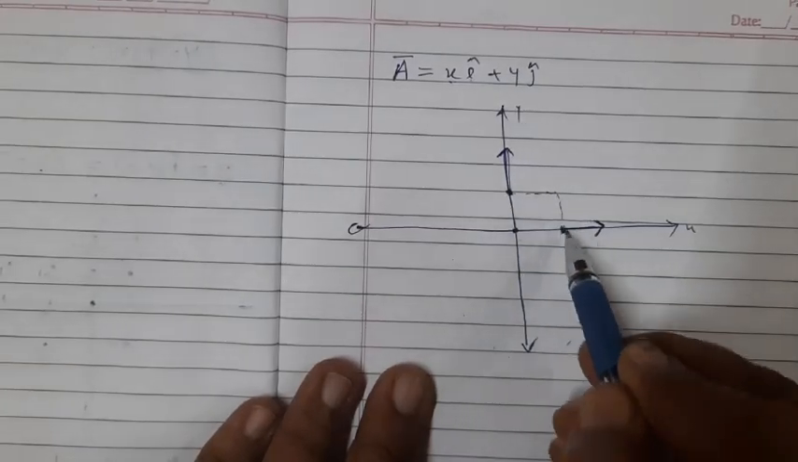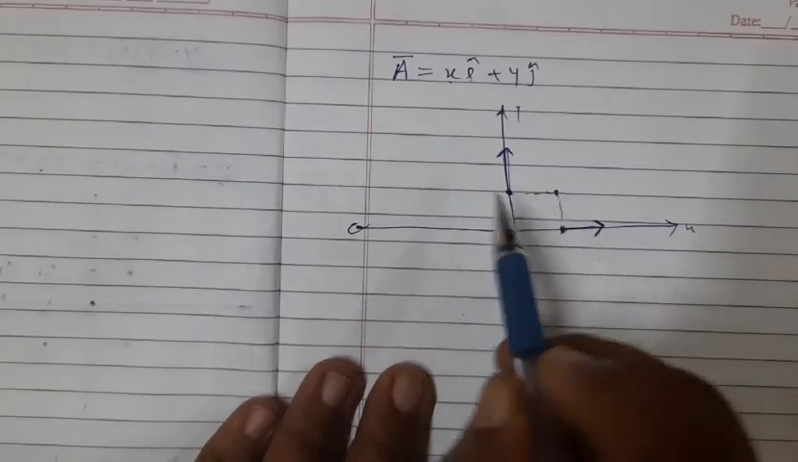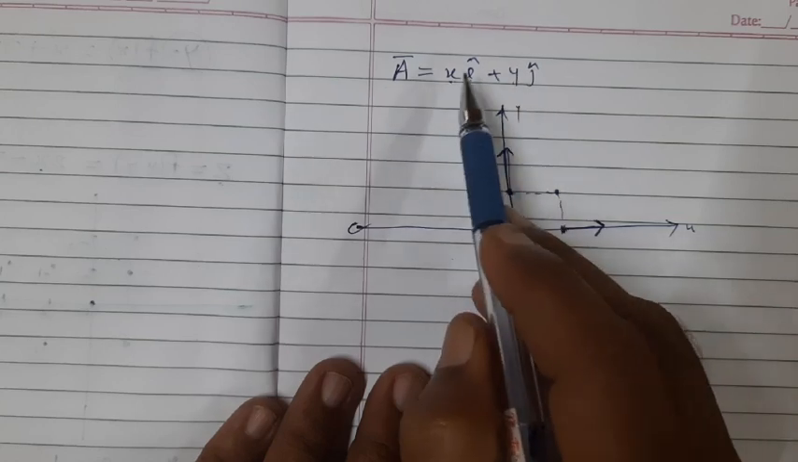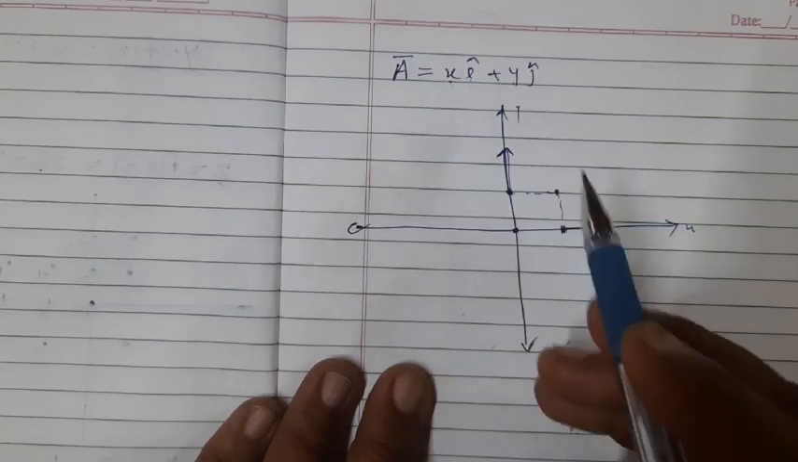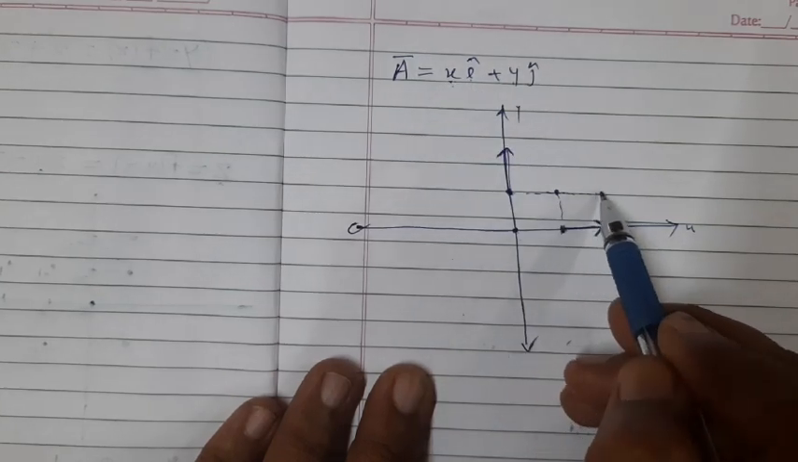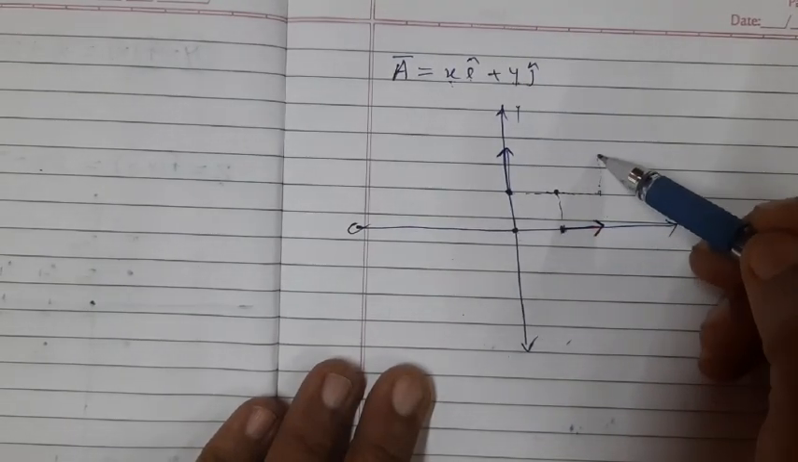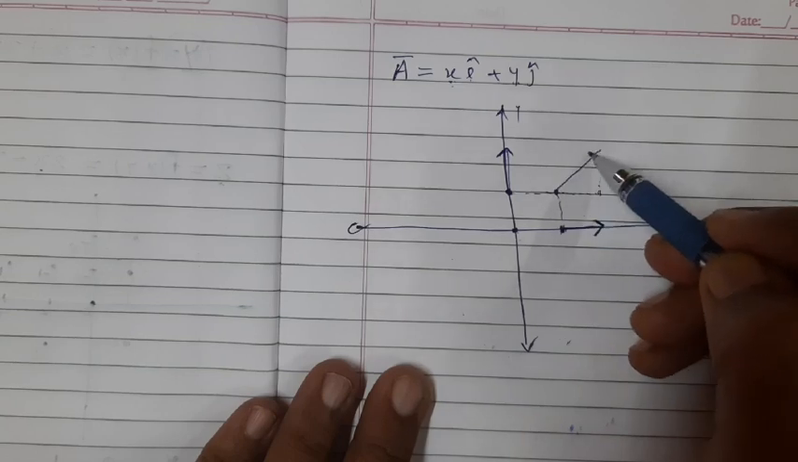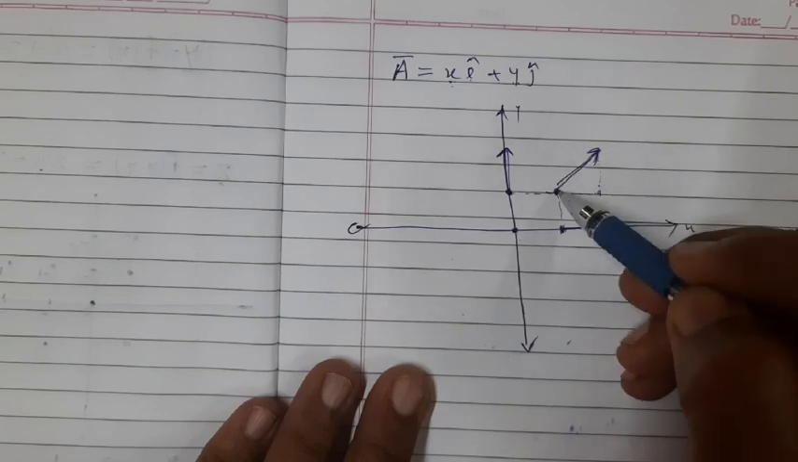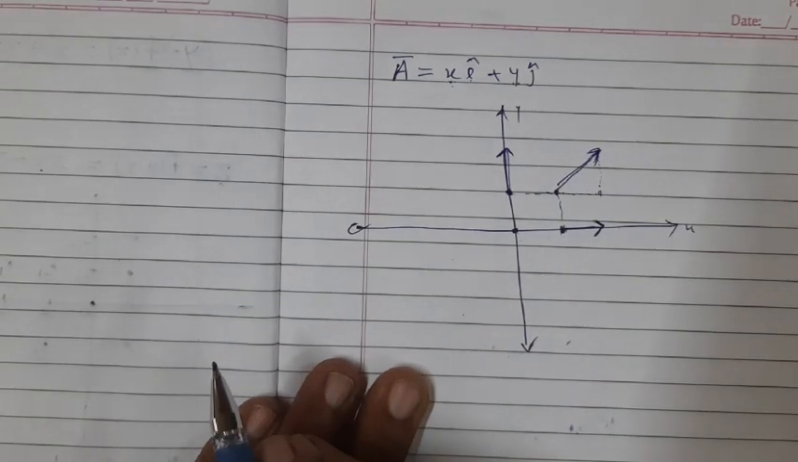What will be the vector for 1, 1? Therefore this point is 1, 1. And for 1, 1, it is 1 i cap, that is along the x axis, it is i cap by unit, plus 1 j cap, and this will be the vector function at 1, 1. This is at 1, 1.